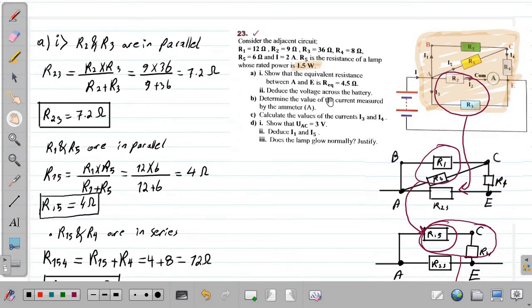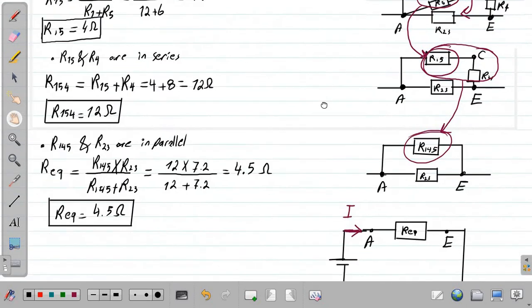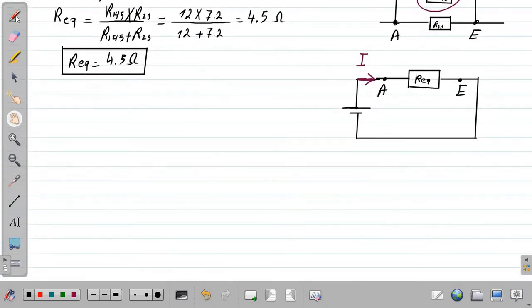Double I, deduce the voltage across the battery. What are the terminals of the battery? The terminals are A and E. This is the terminals of the battery, and also they are the terminals of R equivalent. So double I، فأنا إذا عرفت ال voltage across R equivalent كأنه عرفت ال voltage across the battery.